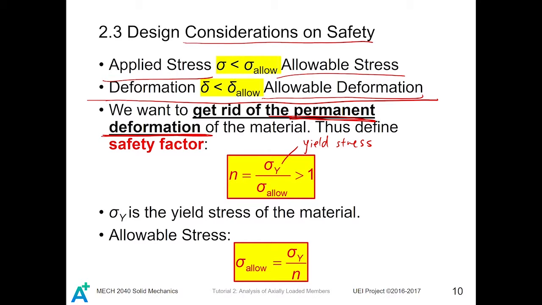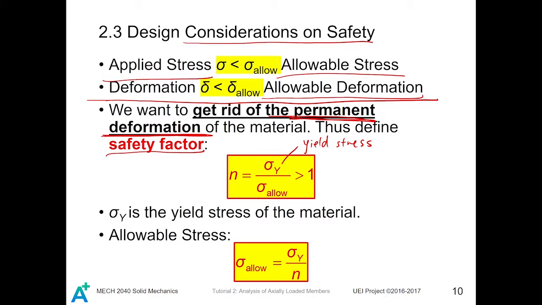Therefore, we define the safety factor to be the yield stress divided by the allowable stress. And notice that it should always be greater than 1. That means your allowable stress should never be greater than the yield stress of the material.